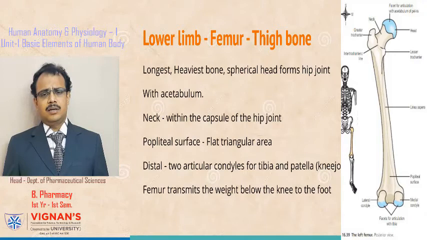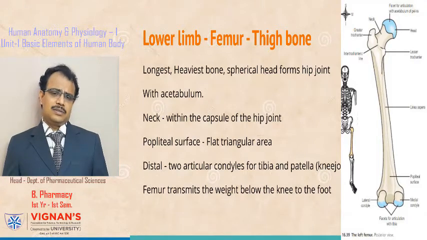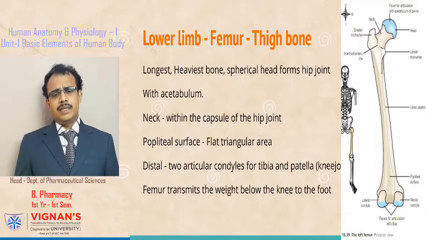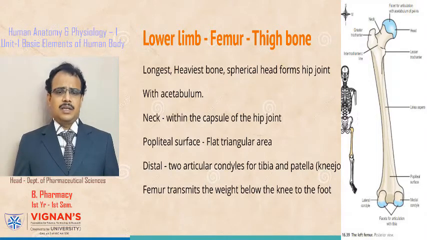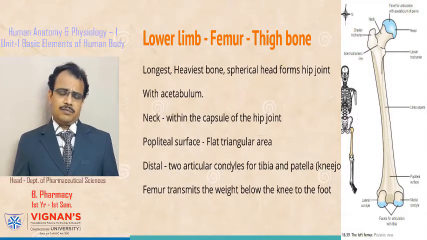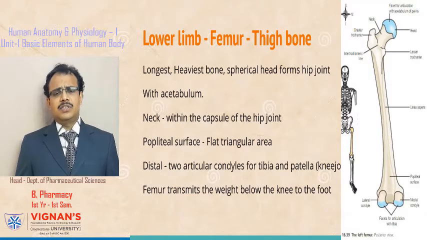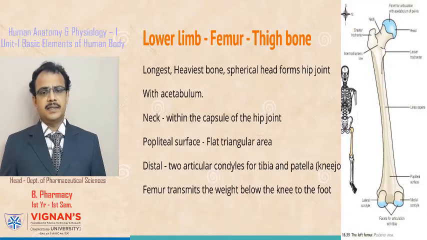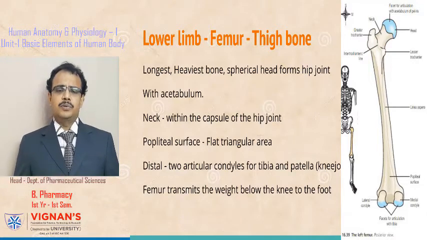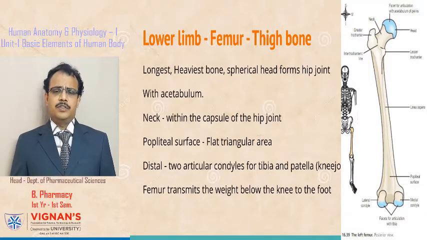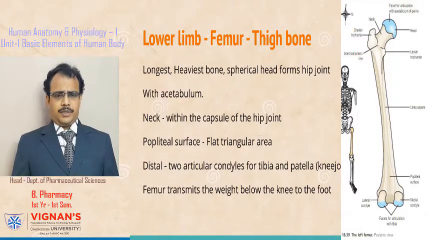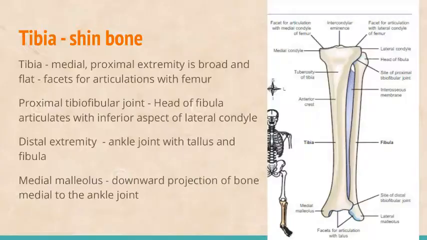The distal third of the femur is flatter, and this consists of the popliteal surface posteriorly and the patellar surface anteriorly, which gives attachment to various tendons. At the distal end, there are two articular condyles which form an articulation with the tibia and the kneecap or patella.